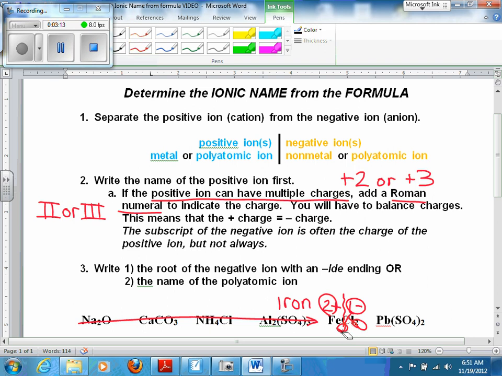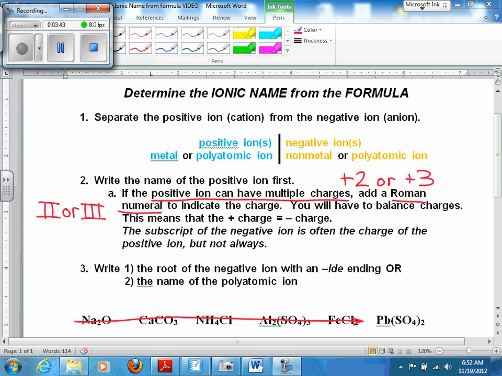So for this one, our name is going to be, because it had a 2+ charge, we're going to call this iron 2. Again, those Roman numerals just mean the charge. And then we go to step 3. Write the root of the negative ion with an IDE ending. So we have fluoride. Okay, much trickier than the other ones.